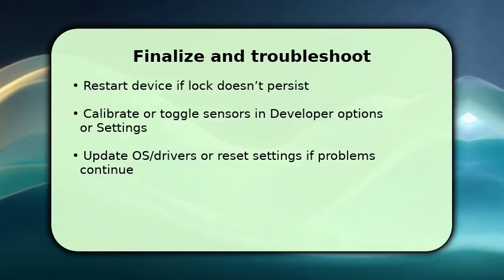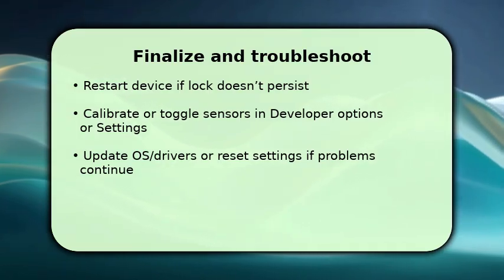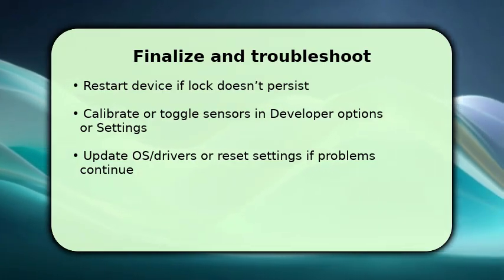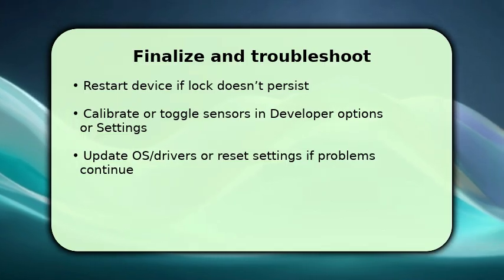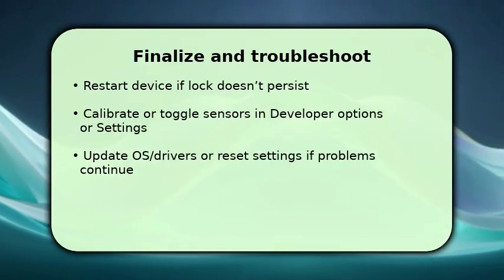If rotation still misbehaves, calibrate the gyroscope or accelerometer via settings or a diagnostic mode, and then update the OS or display drivers. One key troubleshooting tip: if nothing fixes it, reset display settings or perform a factory reset only after backing up, because sensor.